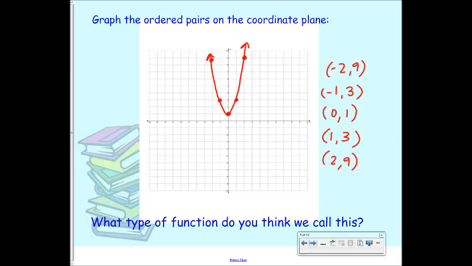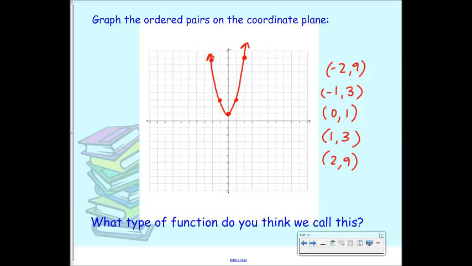Is that a line? No? So is that a linear function? No, that's not a linear function. Does anyone know what this is called? It is nonlinear. That is one way to describe it.